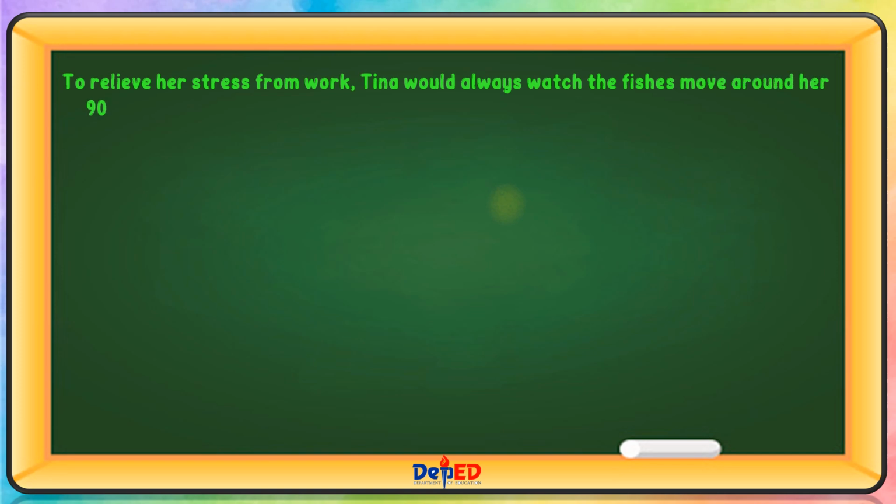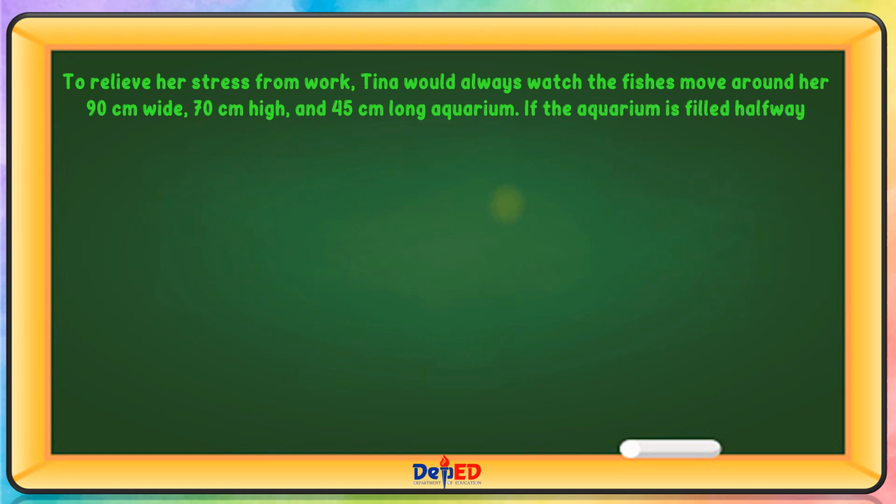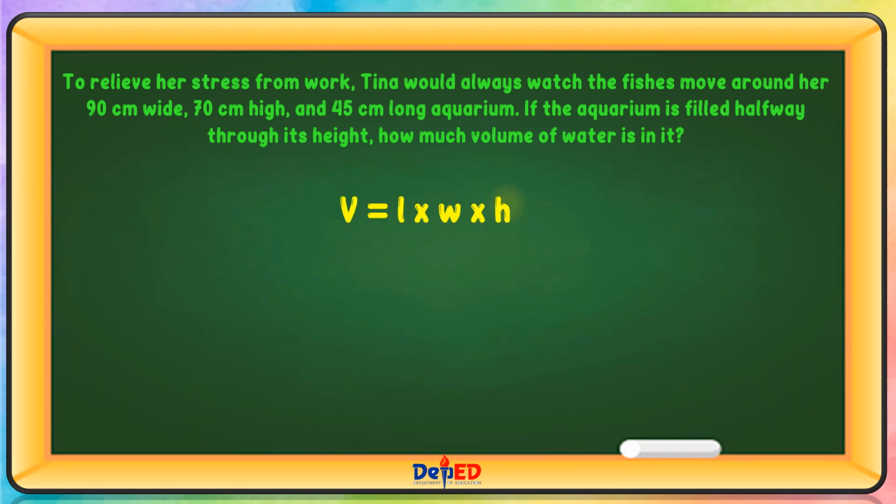To relieve her stress from work, Tina would always watch the fishes move around her 90 cm wide, 7 cm high, and 45 cm long aquarium. If the aquarium is filled halfway through its height, how much volume of water is in it? Volume is equal to length times width times height.